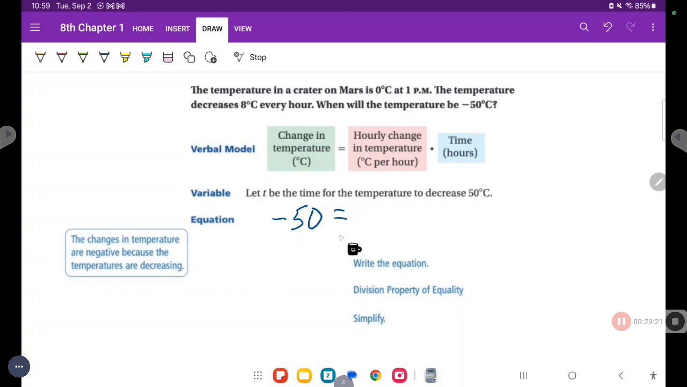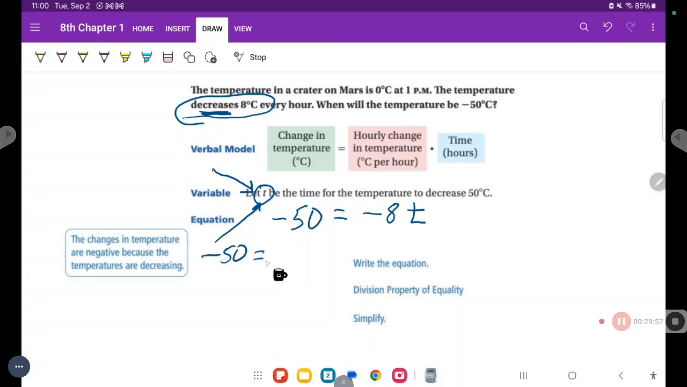And how much does it change per hour? 8 degrees. Decreases. Negative 8. So negative 8. And then the time is right here, T. Let T be the time. So our equation is negative 50 equals negative 8T.